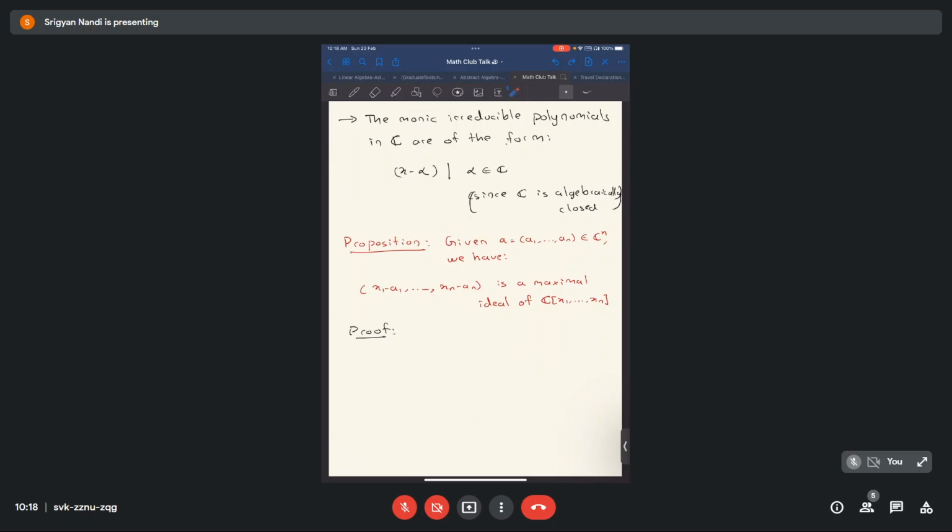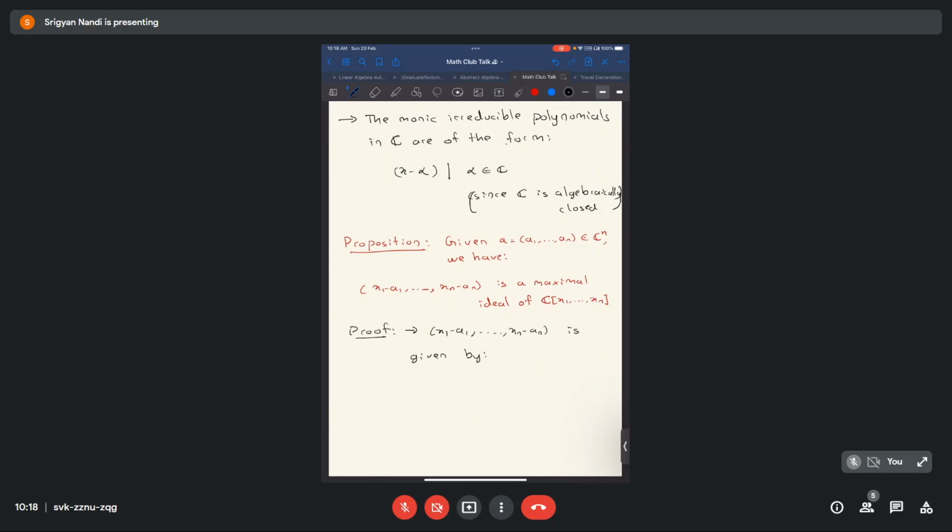So first off, if we use our intuition here, we know that the linear factors are the only irreducible polynomials over C[x]. So one might expect that the ideals generated by each linear factor over every variable should be a maximal ideal. And that in fact turns out to be true. So the ideal generated by x1 minus a1 till xn minus an is basically given by the following.